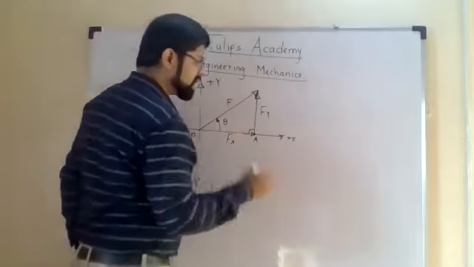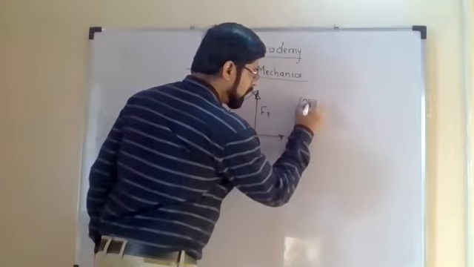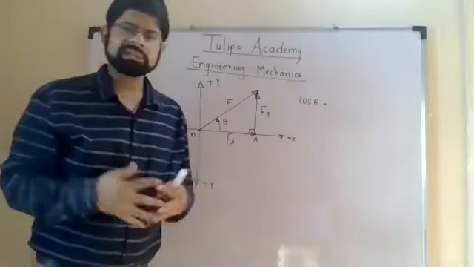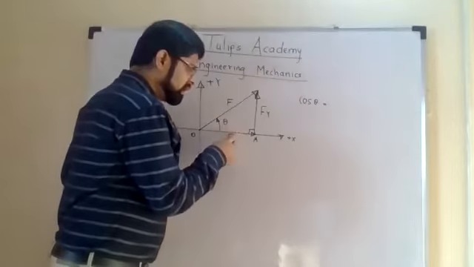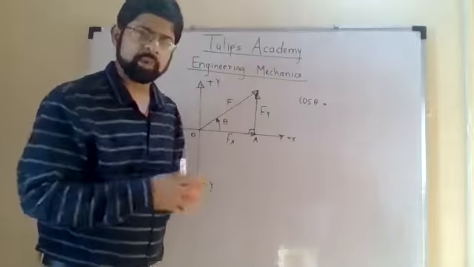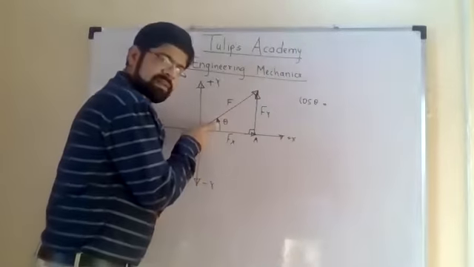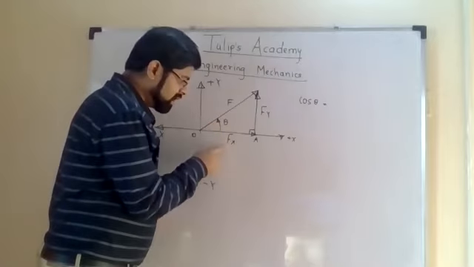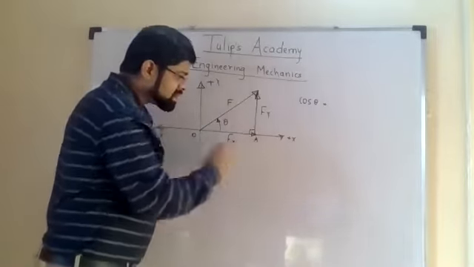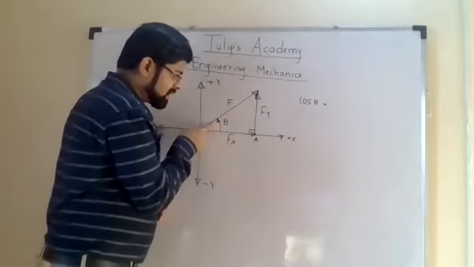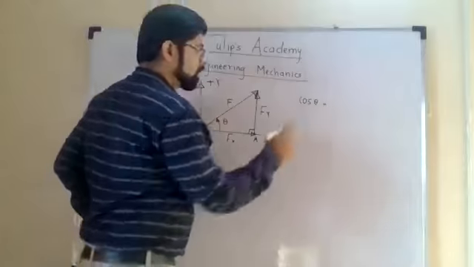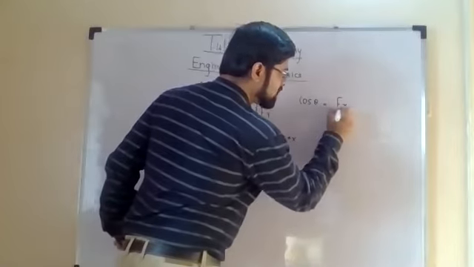Now, if you look at this right angle triangle, cos theta is mathematically given as a ratio of adjacent side and hypotenuse. So if you look at this angle, the adjacent side to this angle is Fx. If we assume this as a triangle, then Fx will be adjacent to theta and the hypotenuse of this right angle triangle will be F, and therefore cos theta will be nothing but Fx upon F.